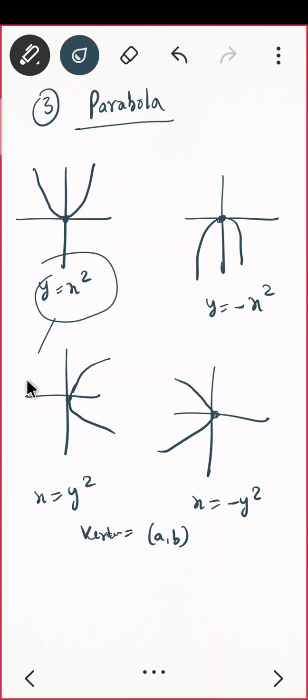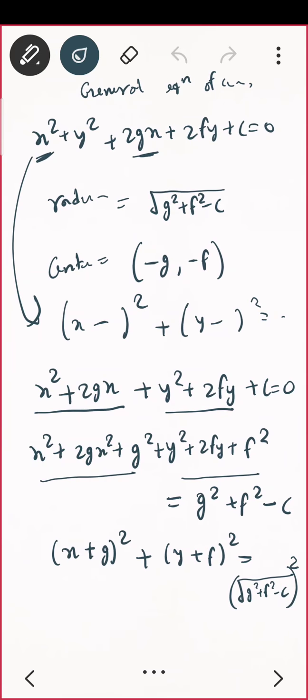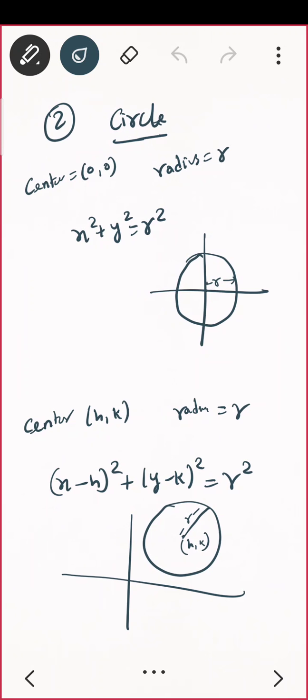What will be the changes if I have vertex a and b? This is something same like in the circle case. You just observe that and see, in general you are having this. When you are having center as any point, then what is the change you are having? At the place of x you are having x minus h, and at the place of y you are having y minus k, and everything is same.